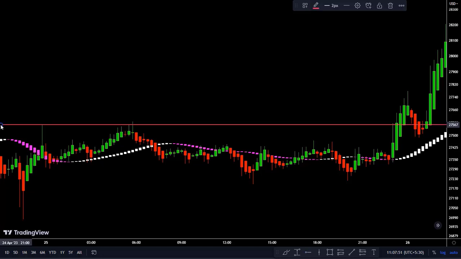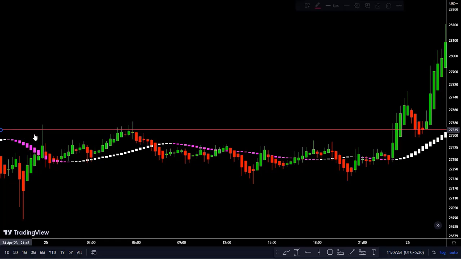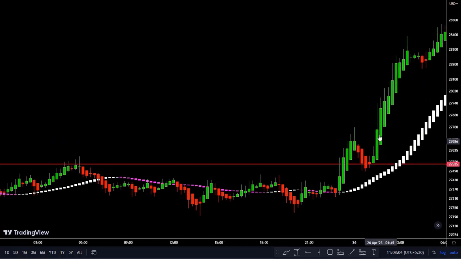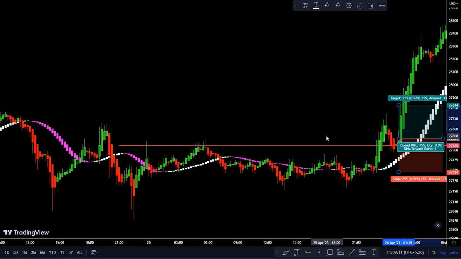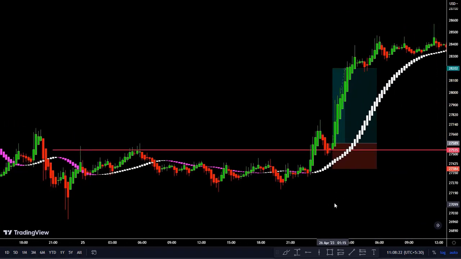In order to enter a long trade, we first want the price to break above the most recent high or a resistance level. After that, we wait for a pullback to the Heiken Ashi candles. During the pullback, the price must not break below the white candles. This is very important. For the take profit, we will be targeting a recent swing high, aiming for a risk-to-reward ratio of at least 1 to 2. As we can see, the trade played out very well.